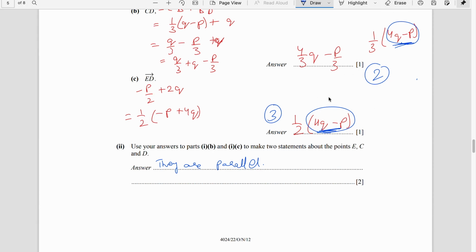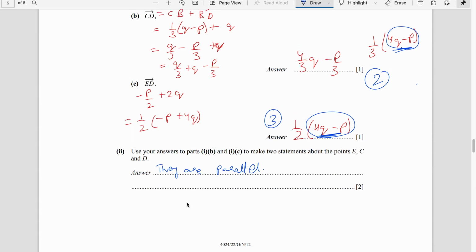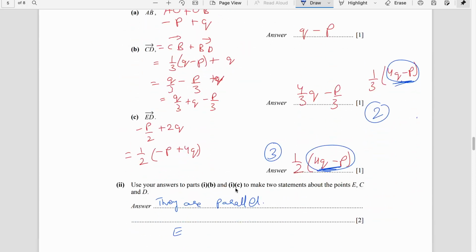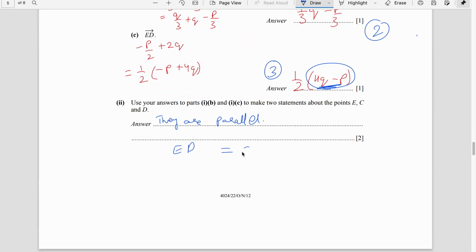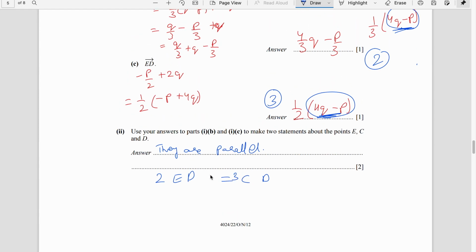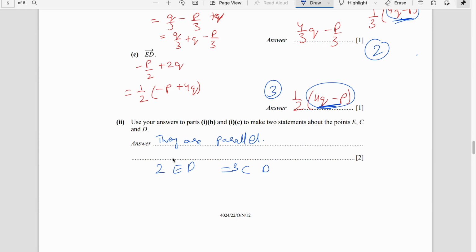And then you can compare the sizes. So we can say ED and CD. So I can say 2 times ED is equal to 3 times CD. First thing was they are parallel. Second is this scalar multiple.